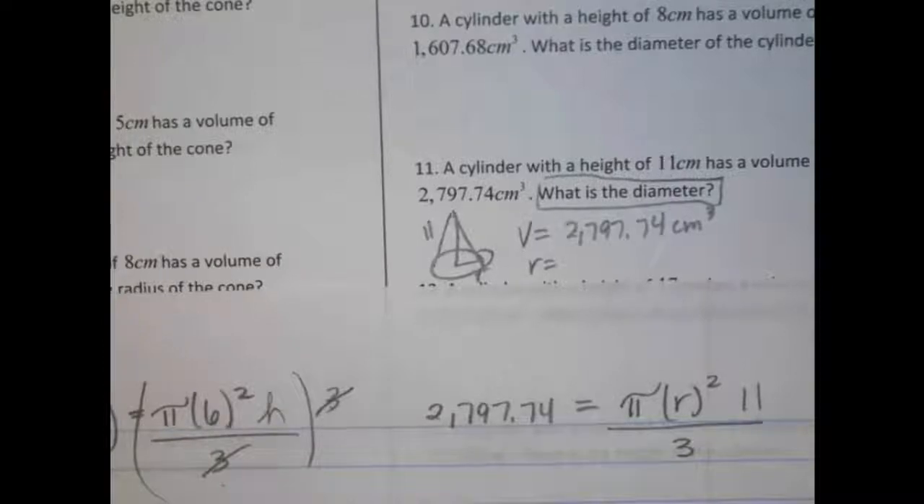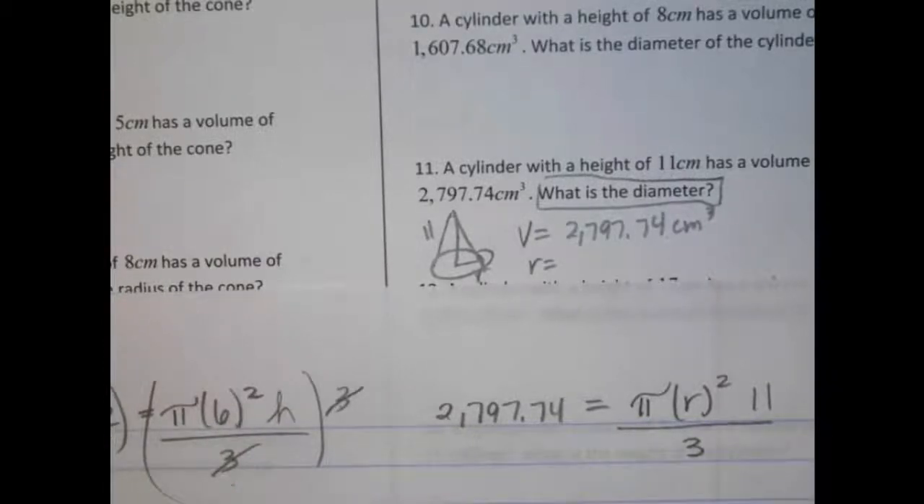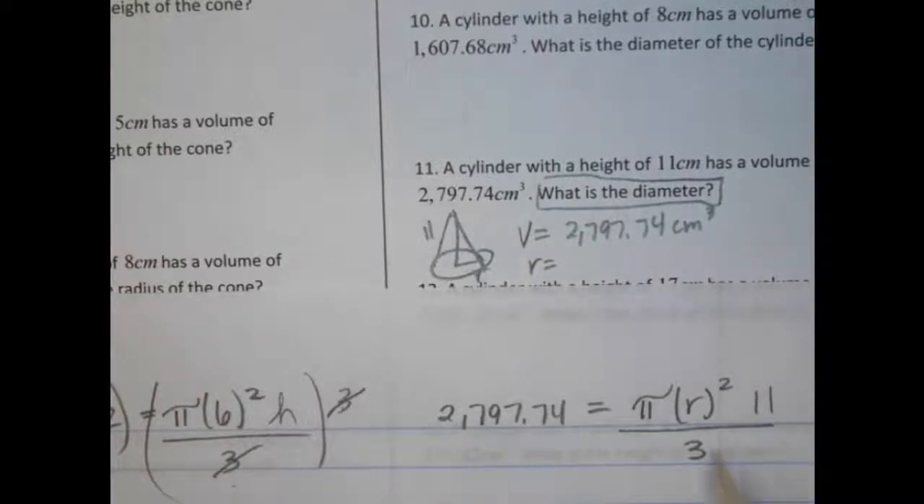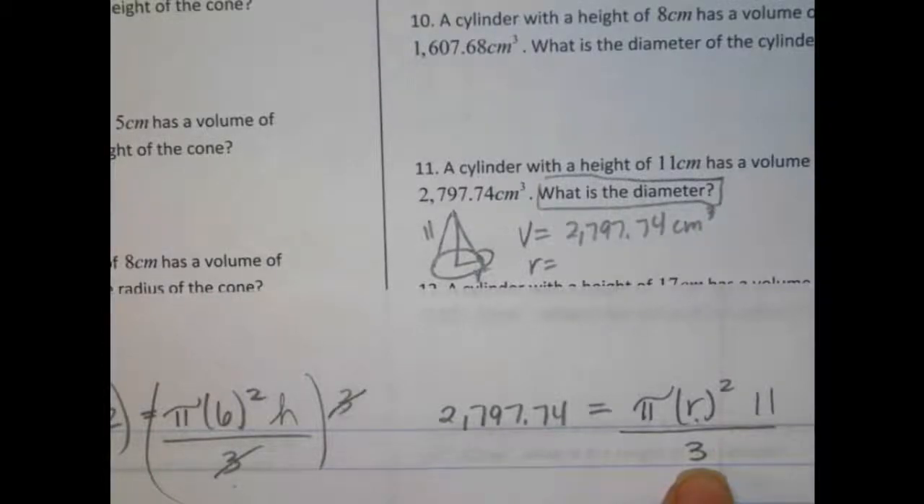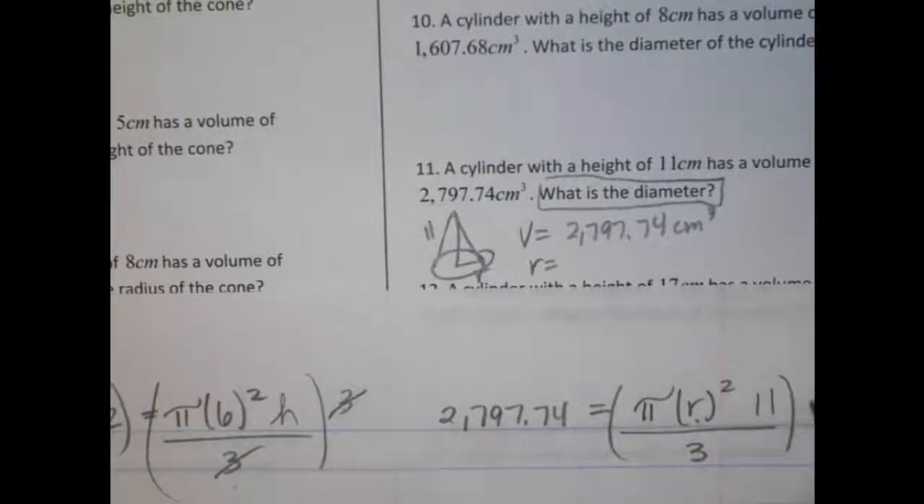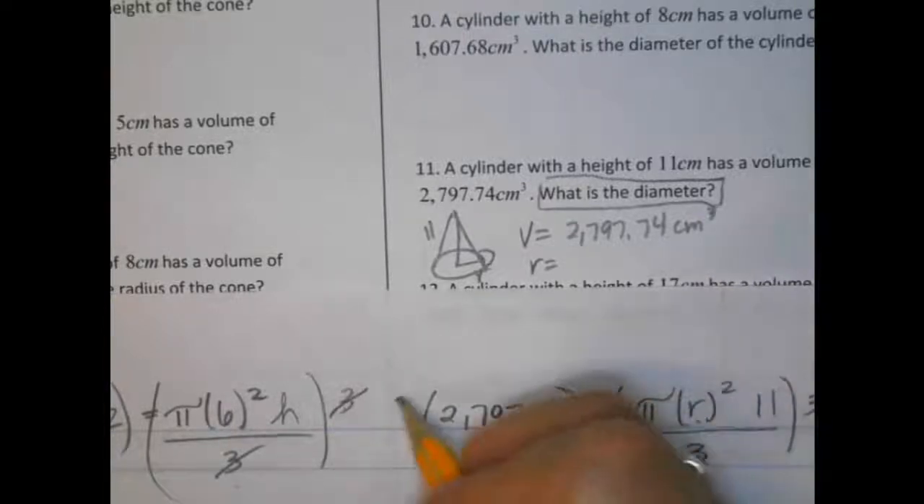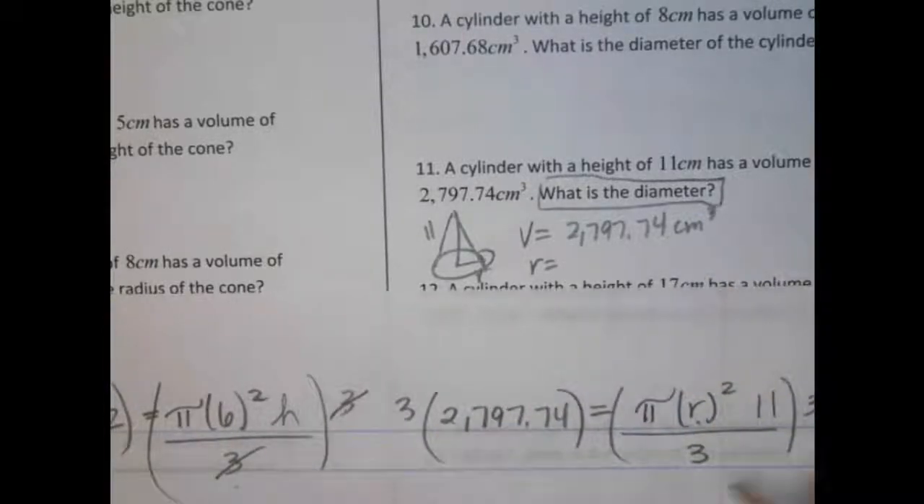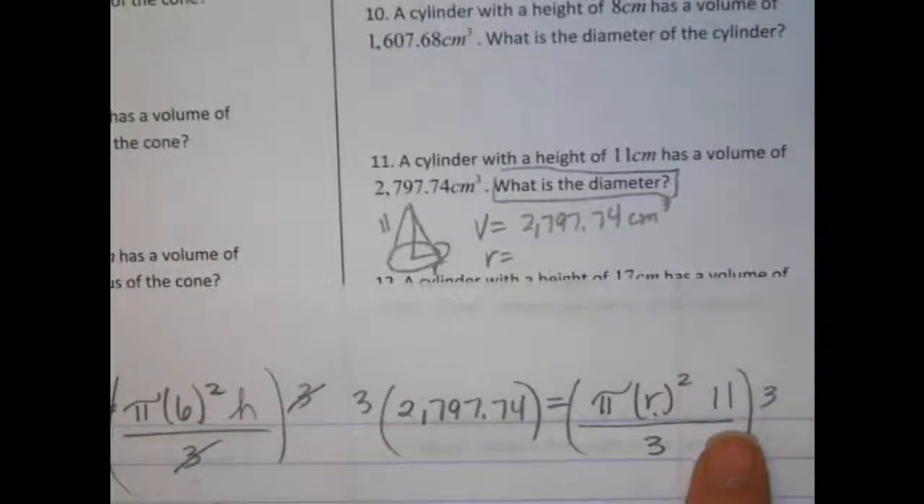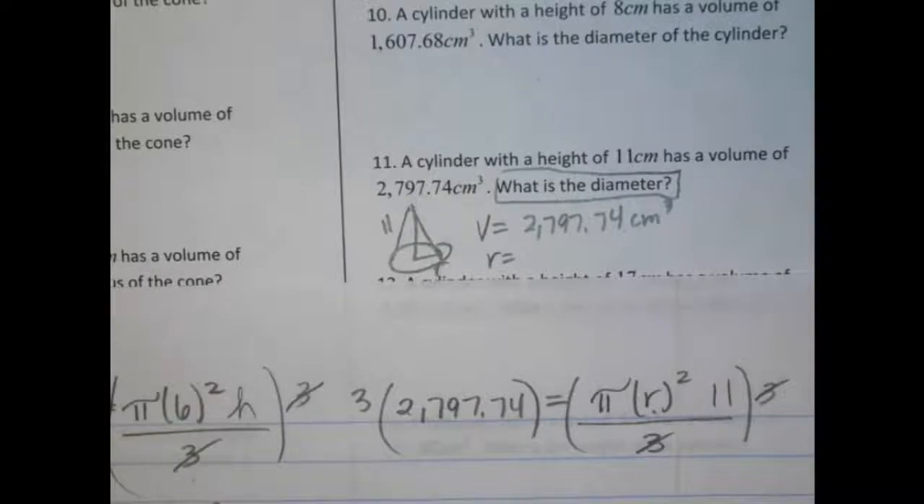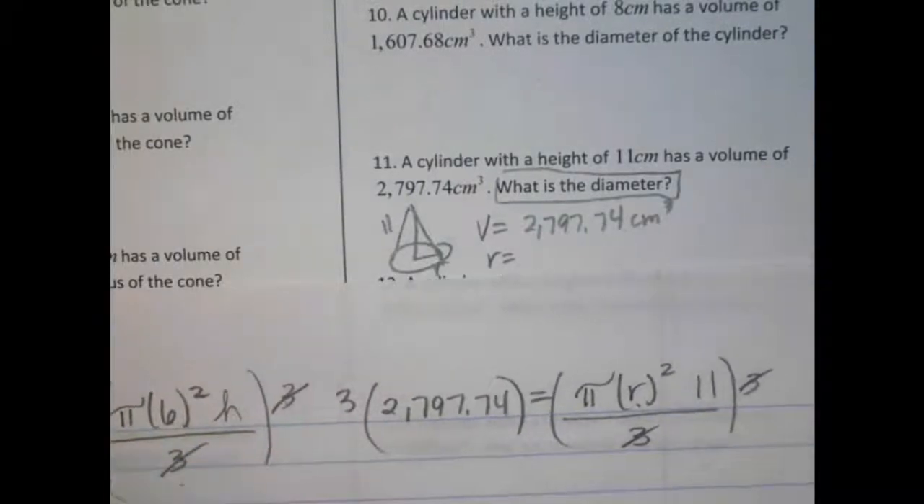What's my first step? What did I do at my last problem? What do I need to do to get rid of this 3? I can't because I don't know what R is. I want to get rid of this 3. How do I do that? Multiply both sides by 3. So I'm going to put my parentheses around there and put a 3. What happens to these 3's on this side? They eliminate, right? I can just cancel them right out. Okay? So I'm going to take this information and multiply it by 3.